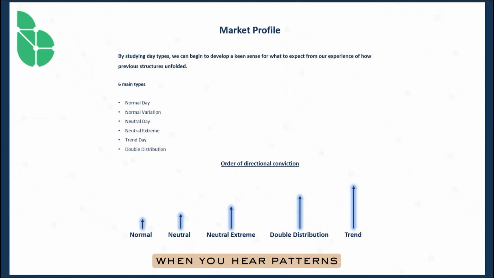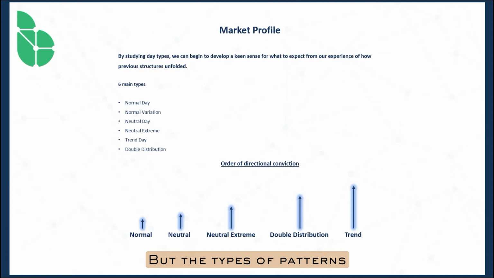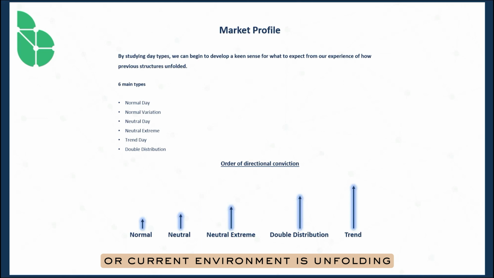A lot of times when you hear patterns, you just think of patterns like triangles and head and shoulders and flags. But the types of patterns that we're looking for are patterns in behavior over time. With market profile, what we are saying is that there are certain structures that look similar. So I guess you could say there's a pattern there, but what you want to do is memorize the pattern in which way the day unfolds so that you can make a more educated guess or better predict how the current day or current environment is unfolding.